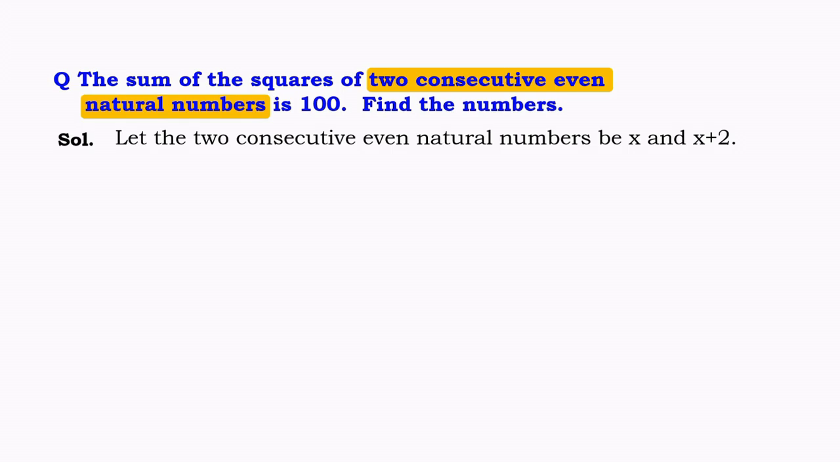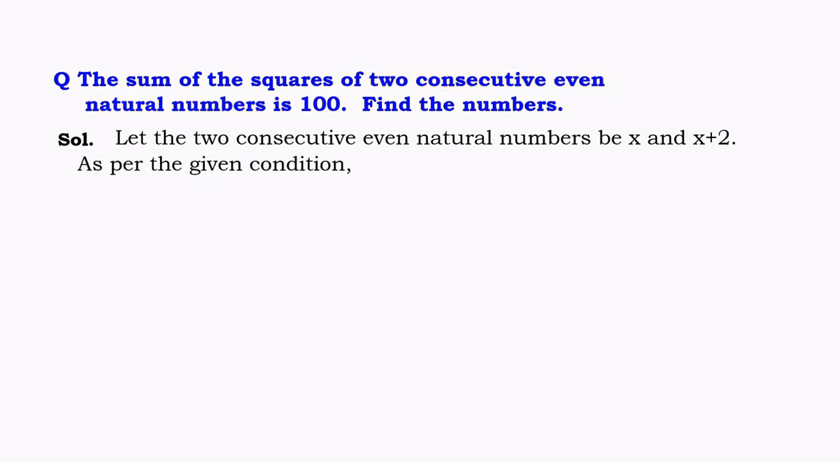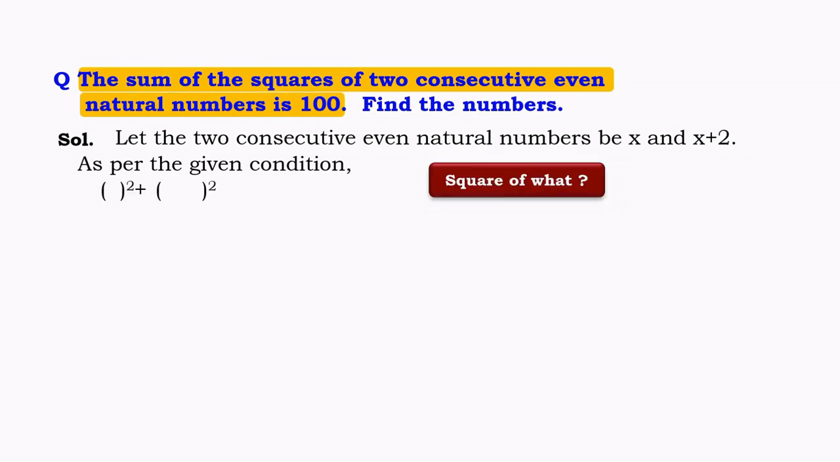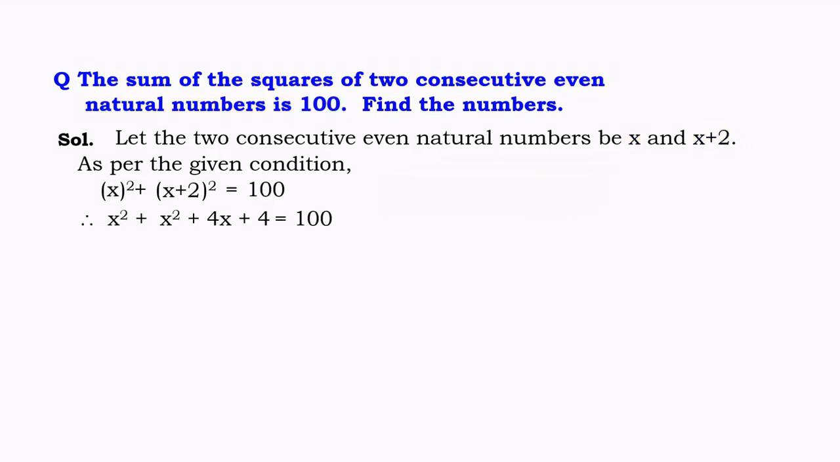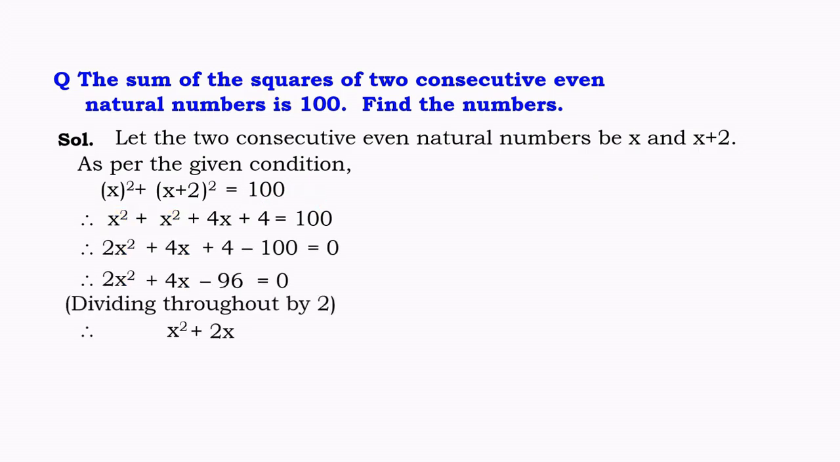According to the given condition, the sum of the squares of these two numbers is 100. So, the square of x plus the square of x plus 2 is equal to 100. On simplifying, we get the quadratic equation x squared plus 2x minus 48 equals 0. Now we need to factorize this equation. For factorization, we need two factors of 48 whose difference is 2.